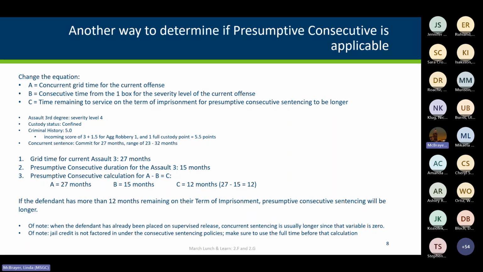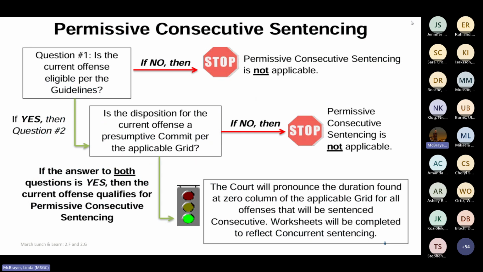The easier one to do is permissive consecutive, because again, the worksheets are completed to reflect concurrent sentencing, but the court chooses if they sentence permissive consecutive, and then they use the appropriate duration. So that makes it slightly easier than presumptive consecutive in that probation is not required to do any math in this situation. And that's my big thing. No math. When there's no math, I'm very happy.